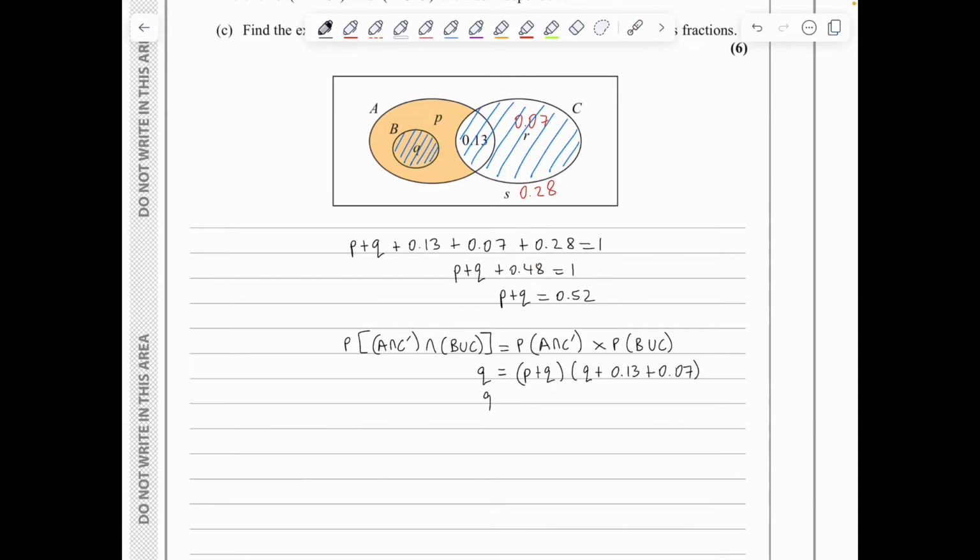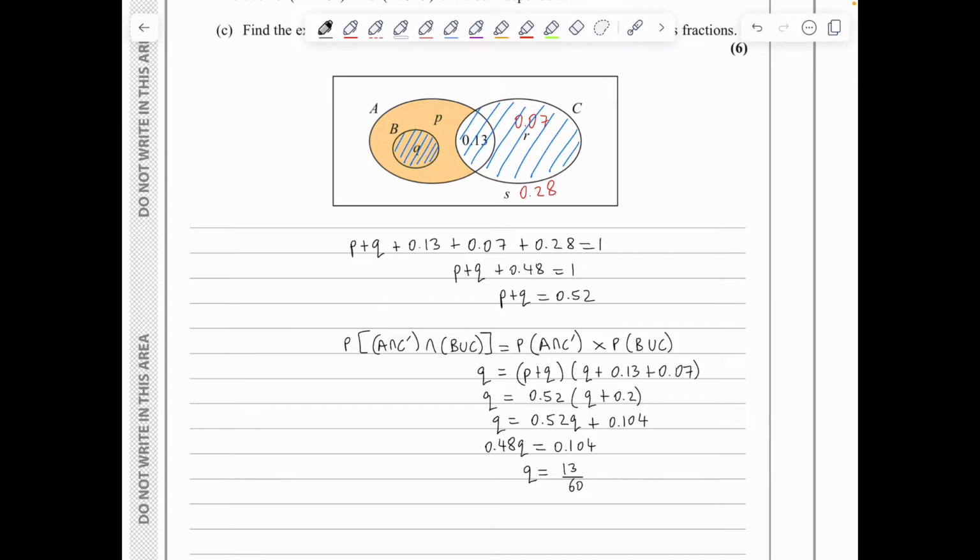So I've got Q is 0.52 brackets Q plus 0.2. I will further expand this to give me that Q is 0.52 Q plus 0.104, leading to 0.48 Q is equal to 0.104, and therefore we conclude that Q is 13/60. Remember, we have to give P and Q as exact fractions.